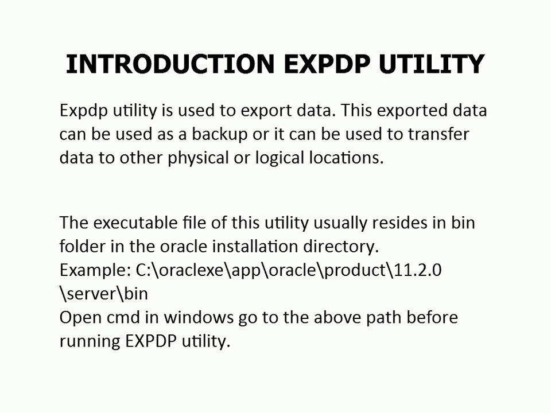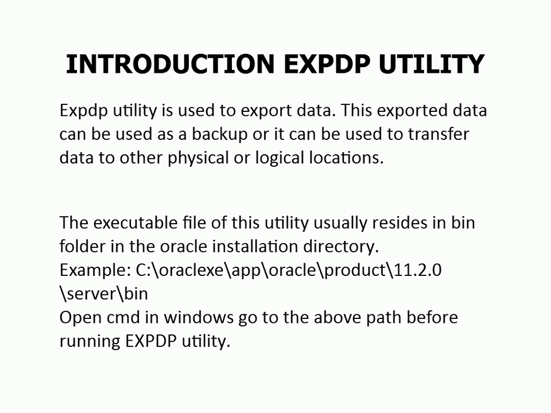The executable file of this utility usually resides in bin folder in the Oracle installation directory. So for example, if Oracle is installed in C Oracle XC, then you should locate the bin folder under this directory. Example of the path in Windows is mentioned on the screen here. To run this utility, you need to open CMD or command prompt utility. Go to the path we mentioned before, and here you can execute EXPDP utility.